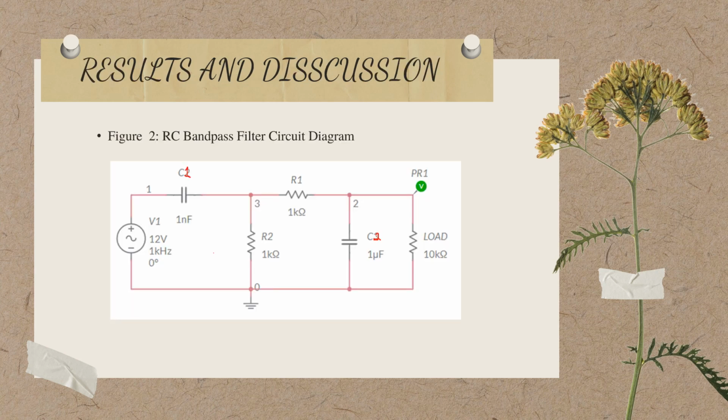Moving on to the result and discussion. Figure 2 shows the RC bandpass filter circuit diagram. In this project, we will be using simple components to simulate the circuit, which are capacitors and resistors. To illustrate the circuit, one capacitor C1 with 1 nanofarad is placed at the initial of the circuit and one capacitor C2 with 1 microfarad is located in the middle of the RC circuit.